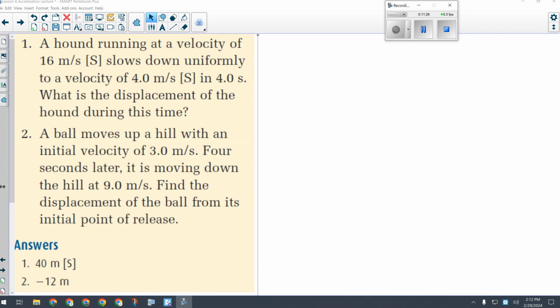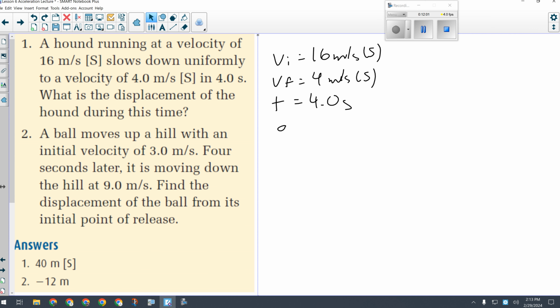Okay, so for number 1, we got a hound running at a velocity of 16 meters per second south, slows down uniformly to a velocity of 4 meters per second south. Which one of those is initial? Yeah, the 16 is the initial, because according to the context of that question, it happened first. So VF is 4 meters per second south, and it does that in a time of 4 seconds. Okay, we're looking for the total displacement.